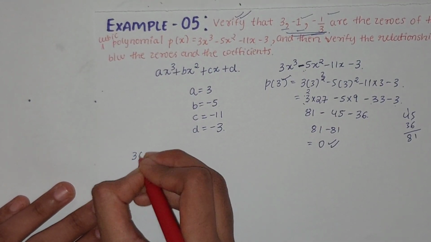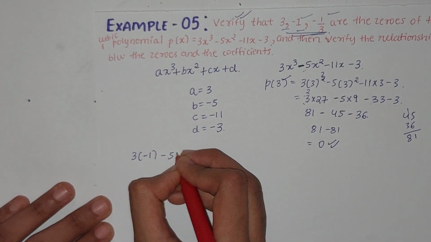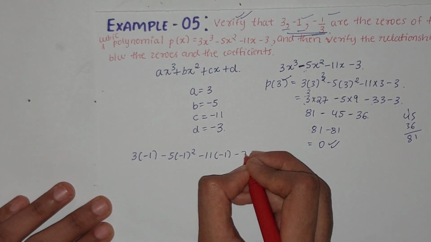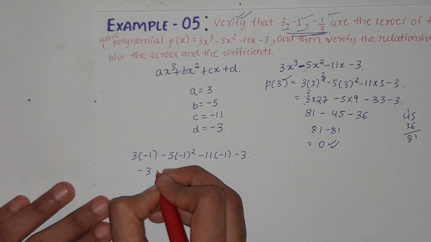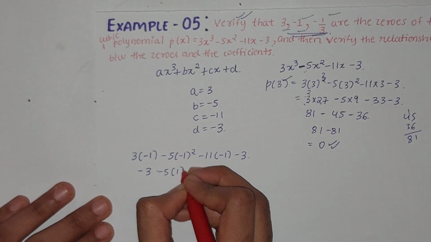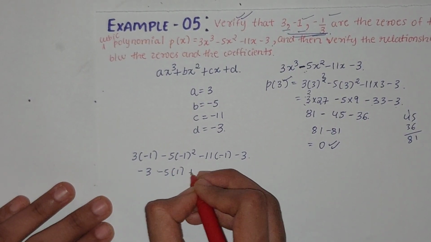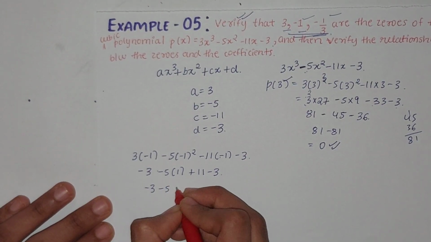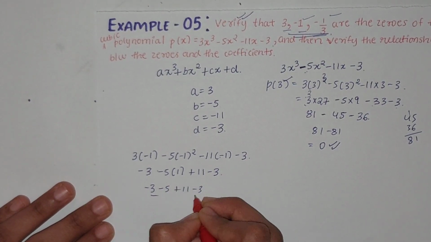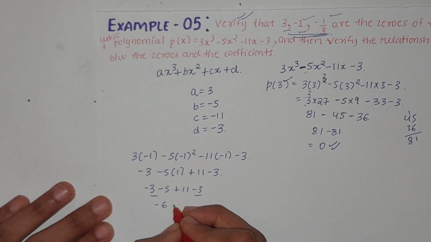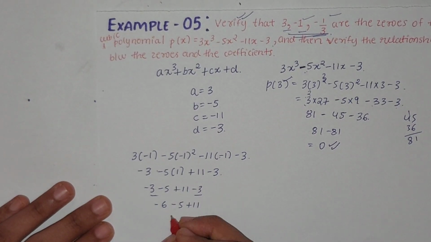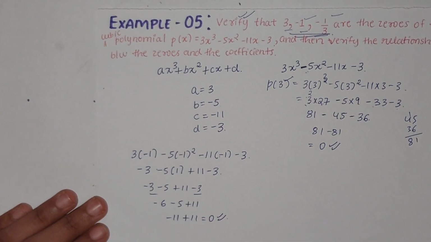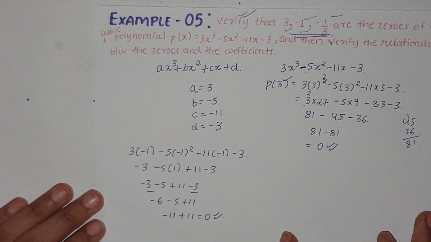Okay, so 3 into minus 1 minus 5 into minus 1 whole square minus 11 into minus 1 minus 3. Minus 3 minus 5 into 1 plus 11 minus 3. This and this will give you minus 6 minus 5 plus 11. This is minus 11 plus 11, which is giving you 0. So yes, even minus 1 is your 0 of the polynomial.